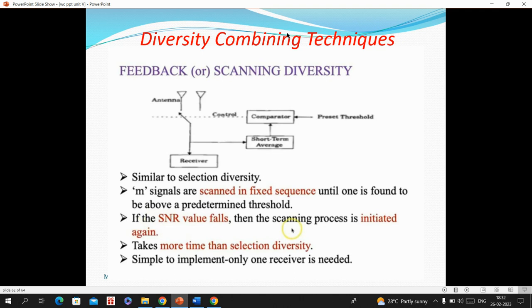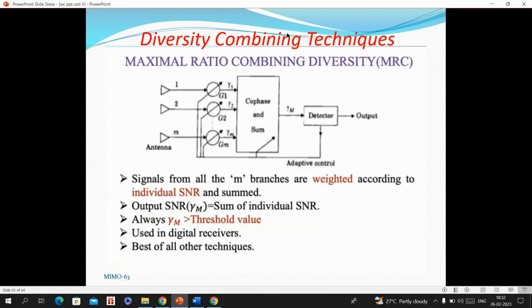So we are going to set some threshold value. The signal which is greater than the threshold value has to be considered and received, and from that we are extracting the original information. That is called scanning diversity.